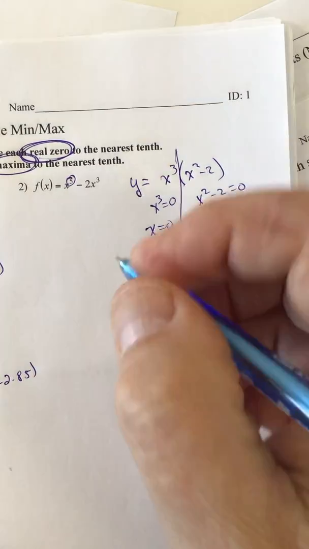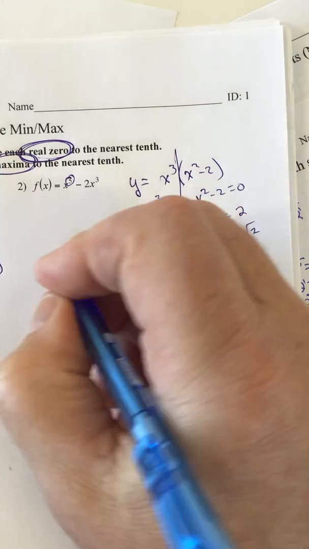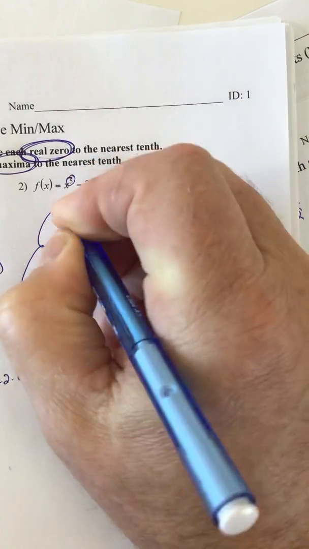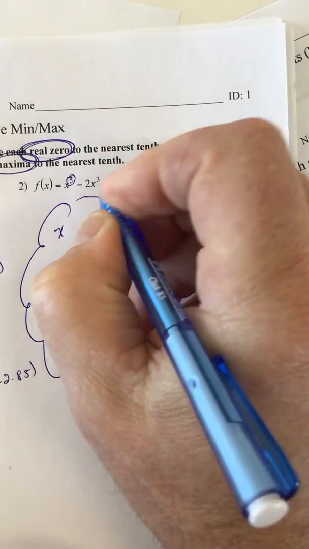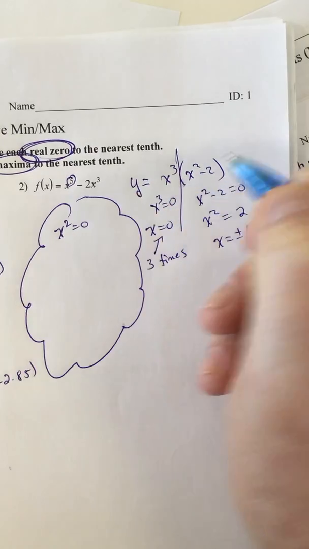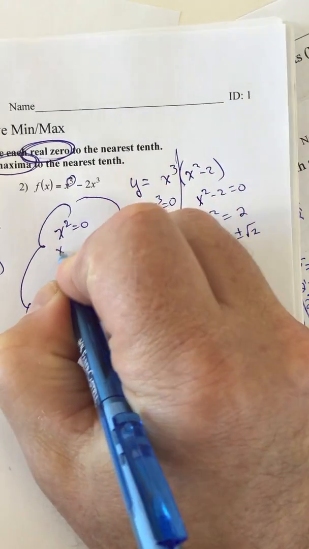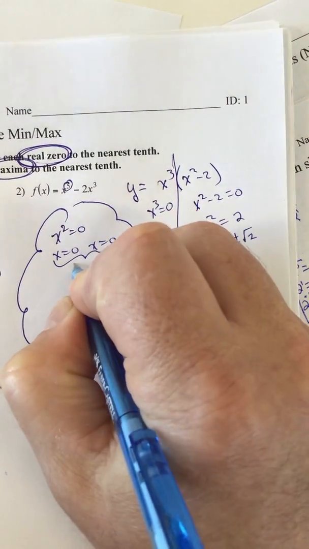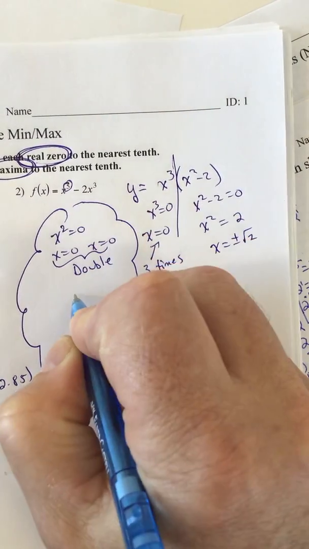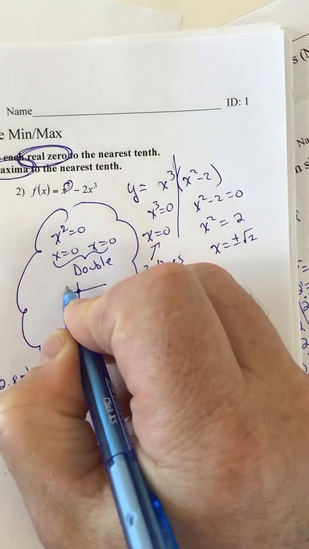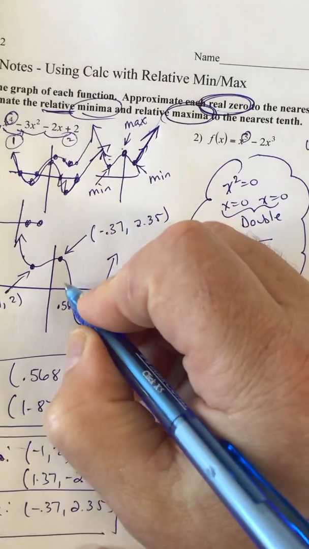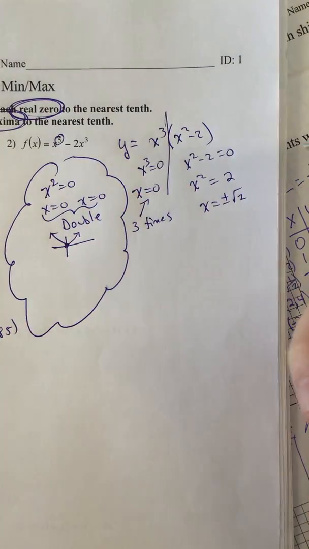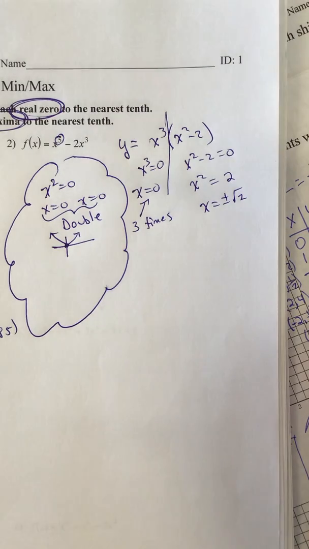Now let me show you just a little idea of what happens when there's 3 of them in one spot. Sometimes you have something like this, where you have x squared equals 0. So you get 2 of them. You get x equals 0 and x equals 0. You get it there twice. That's called a double. When you have a double root, it means it bounces off there. Okay, it's going to bounce off of doubles. When there's a double there, it bounces off of them.